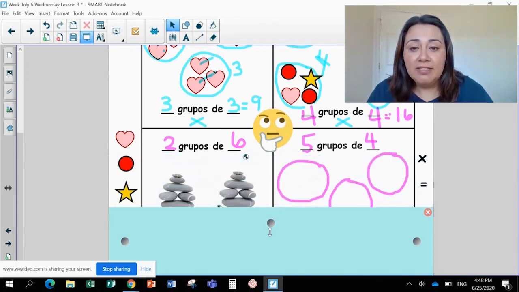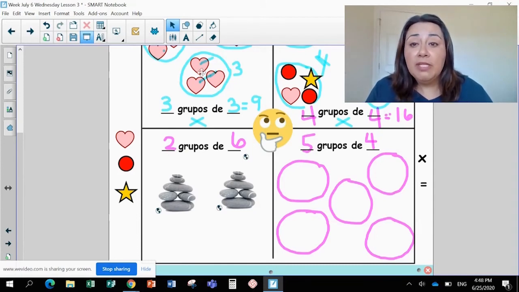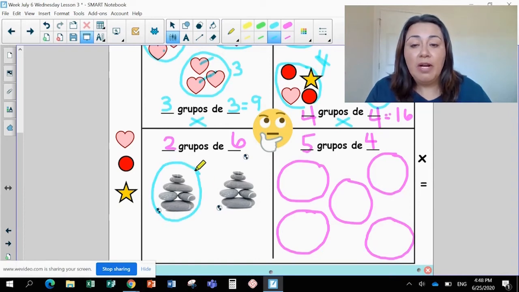Quitamos aquí la cortina. Muy bien. Recuerdo que ayer les estaba diciendo que pueden utilizar cualquier objeto para hacer grupos iguales. En este caso, yo estoy usando una imagen de rocas. Entonces, debo hacer 2 grupos de 6 y como pueden ver, aquí hay 1 grupo de 6 y para comprobar vamos a contarlos. 1, 2, 3, 4, 5, 6 y aquí está el 2º grupo de 6. 1, 2, 3, 4, 5, 6.